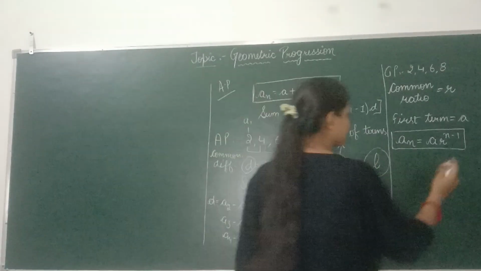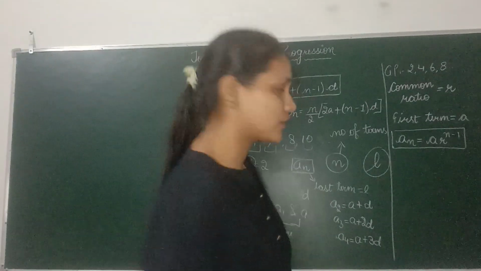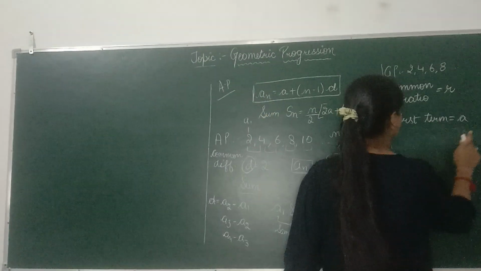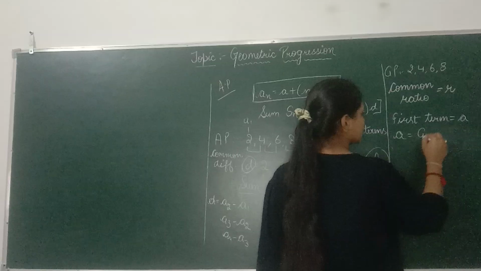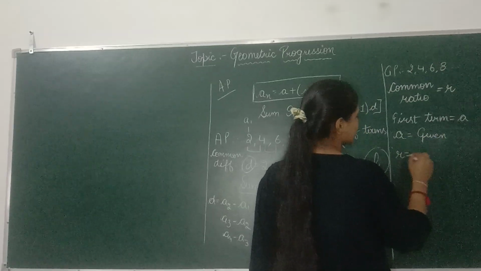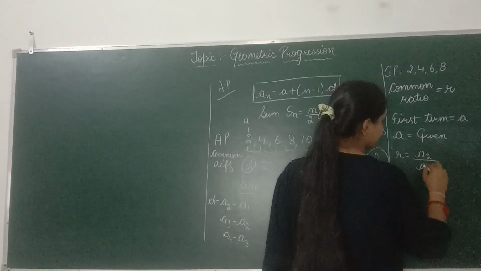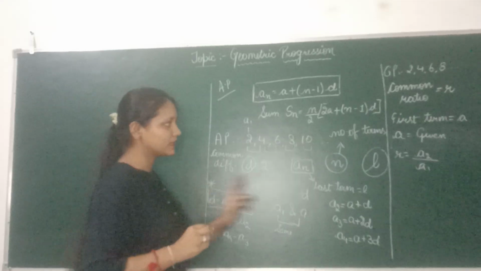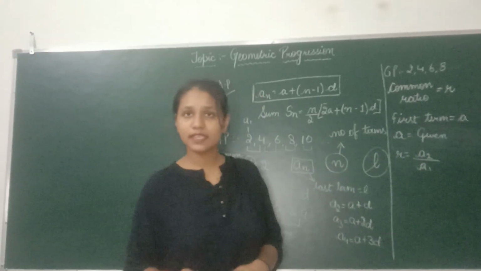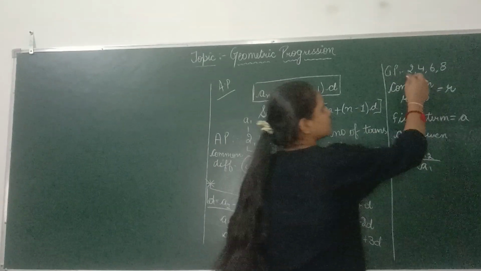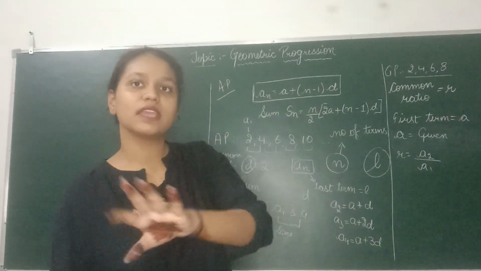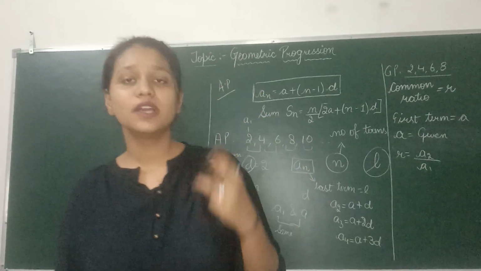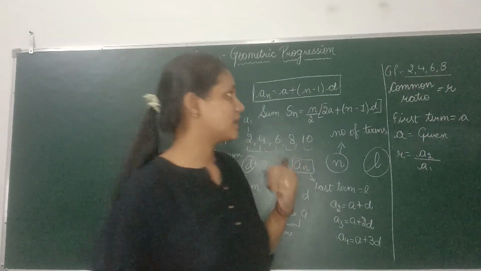First of all, we will calculate the common ratio. R should be A2 by A1, since the first term is given. Here the difference is calculated as A2 minus A1, and here the common ratio is calculated as A2 by A1. A1, A2, A3 are the same as in the arithmetic progression. The first term is A1, the second term is A2, the third term is A3, the fourth term is A4, and so on.